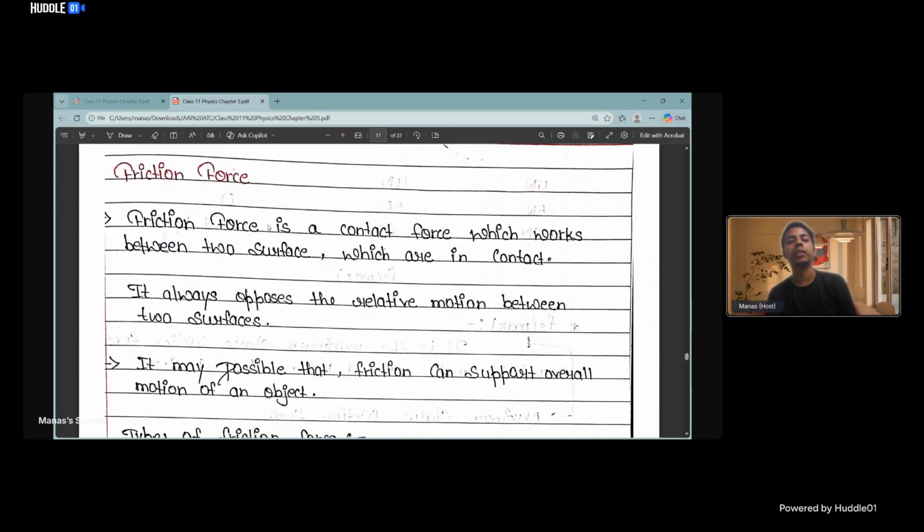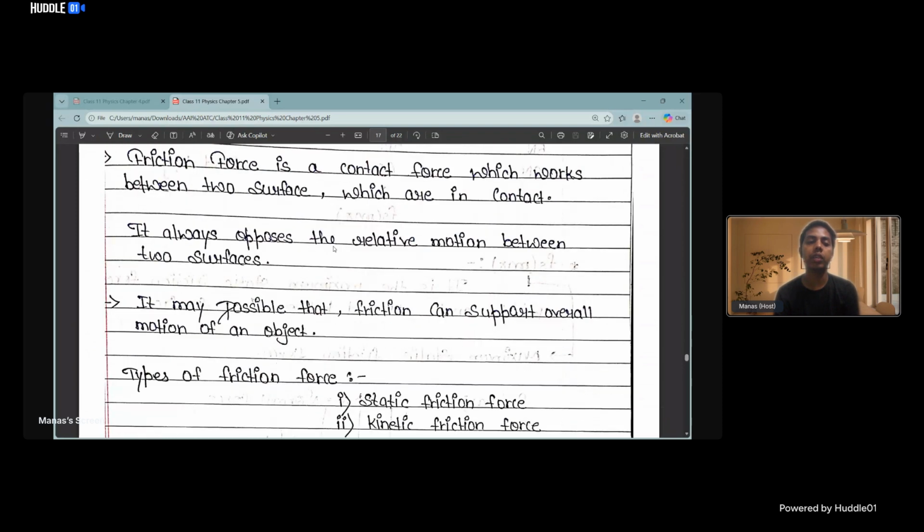Now friction. After that, we will consider that not all planes are ideal. There will be friction. That is the real case. So what is friction? Friction force is a contact force which works between two surfaces which are in contact. It always opposes the relative motion between two surfaces. Like we also see, if we walk, it is because of friction that we can walk. You understand? Friction is also helping.